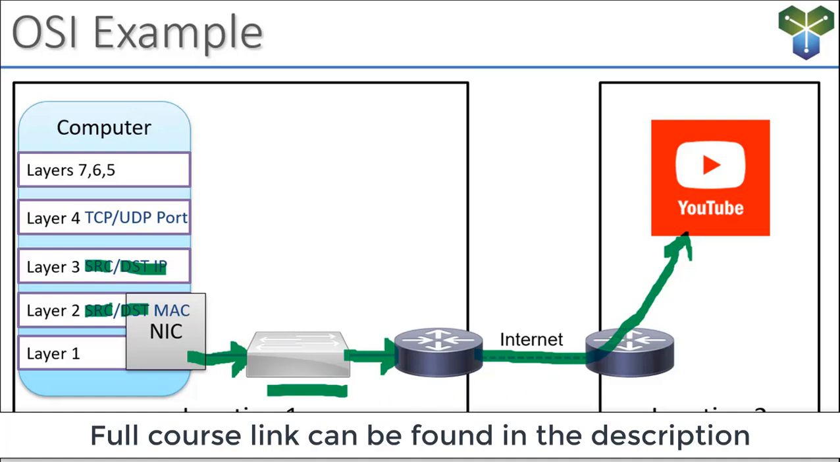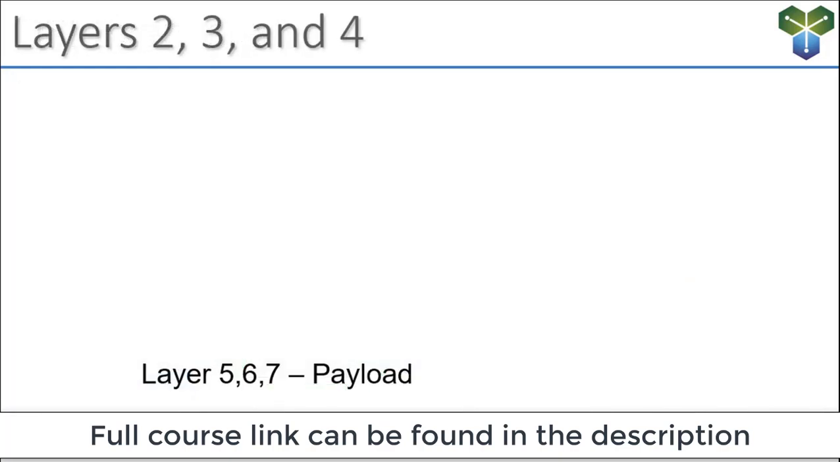So let's talk just a little bit more about these headers. So we start out with layers 5, 6, and 7 again, and this is basically the payload. The payload is what am I trying to transmit? Now, in our little example here, the payload is going to be this video that I want to upload to YouTube. And so we start with that. The data that we actually want to upload, that's the payload. We're going to call that layers 5, 6, and 7.